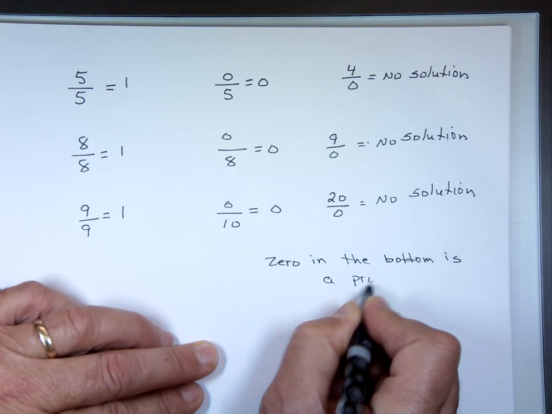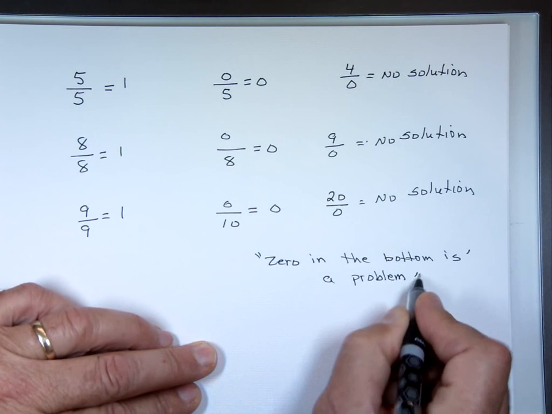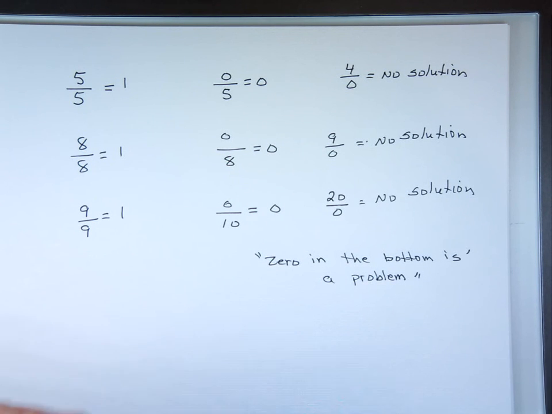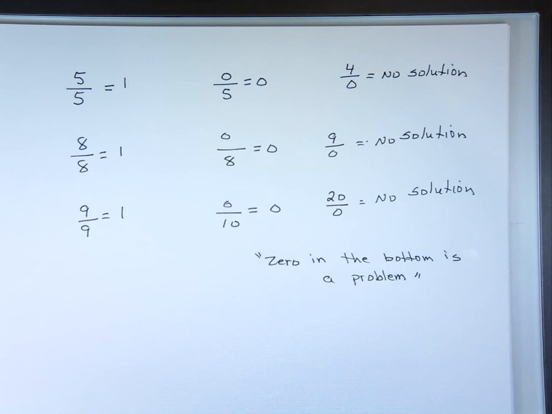0 on the bottom is a problem. One day I'll make a song about this. I just gotta find somebody to sing it with me. Then I can make a rap song. Zero on the bottom is a problem. Or me and Iggy Azaleas will sing it together. I'm thinking of changing my name to Ziggy, Z-I-G-G-Y, you know? This is live. It's on tape too. Zero on the bottom is a problem.